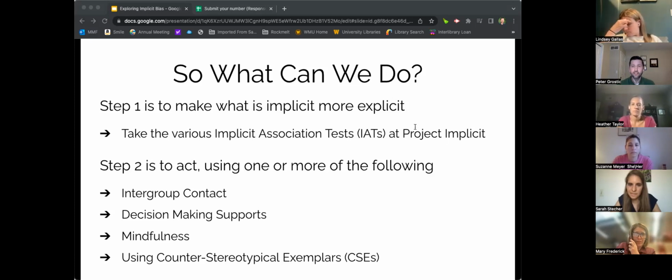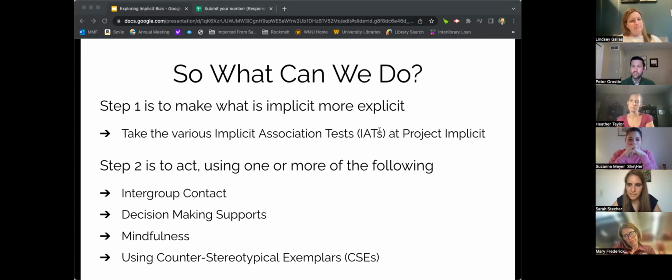Once we've done that, step 2 is really to take up to 4 possible actions. And the first one we call intergroup contact. The intergroup contact is exactly like it sounds. It's just interacting with diverse groups of people. And when done over time, often enough, this has been shown to really mitigate both explicit and implicit biases. So the more we interact with these diverse groups of people, the more we start to chip away at some of the implicit biases we might hold towards said groups.